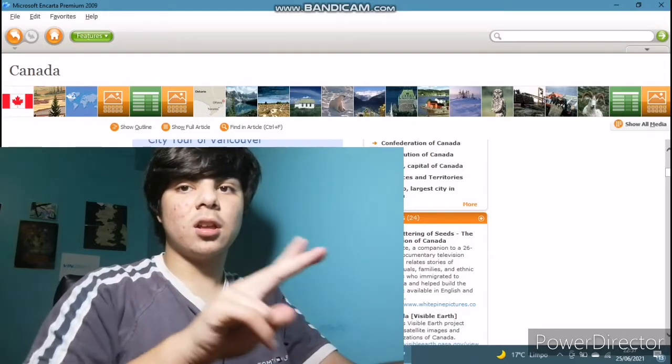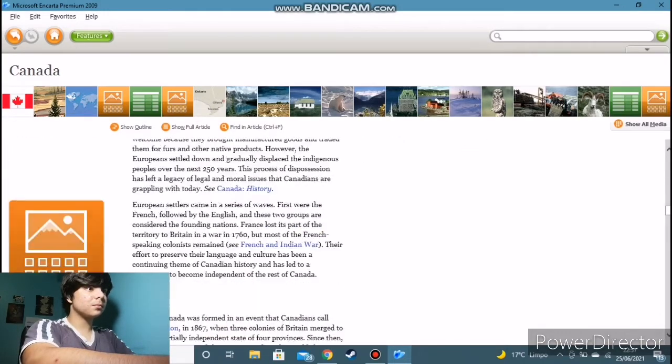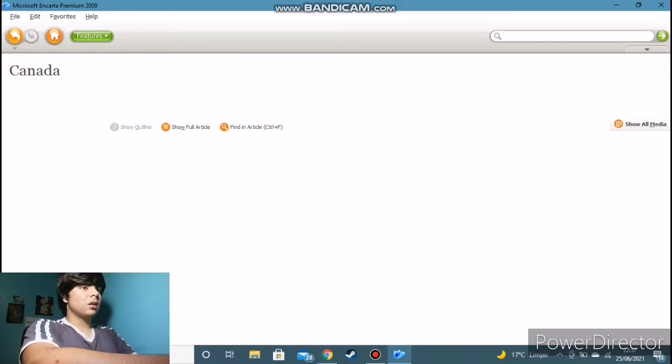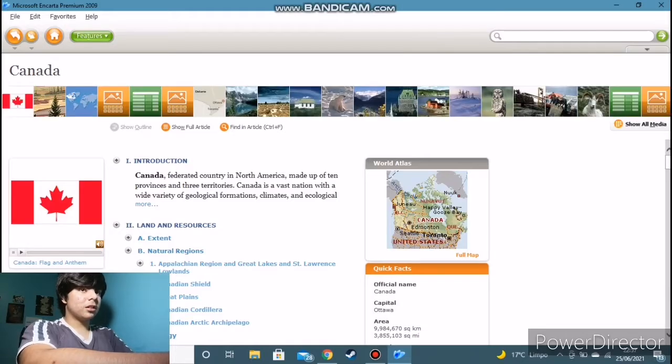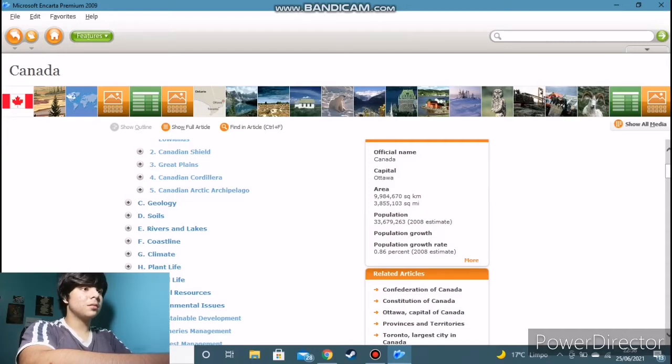Okay, these are the official languages. One is French and one is English. Okay. Okay, let's see. Okay, now the Canada. The capital of Canada is Ottawa. Okay. The population is 33,679,263, 2008 estimate. Okay. Population growth. Unknown. Population growth rate, 0.86%, 2008 estimate. Okay, here's soils.